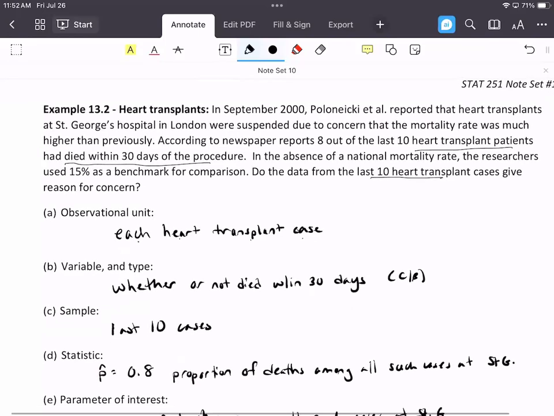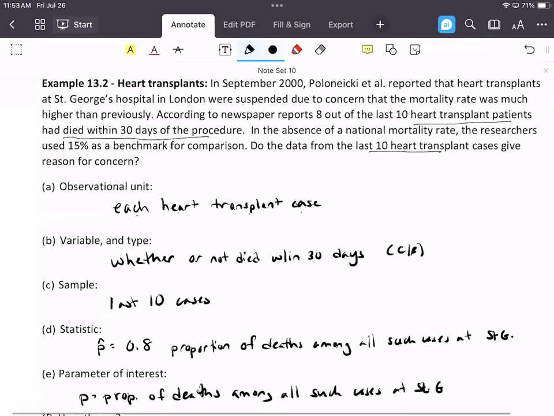The parameter of interest, well, that we don't know. That's the proportion of deaths among all such cases at St. George. Now, I don't know how many they do in general. Could we look at every single one? Sure. But they could do thousands upon thousands, and that could be data that would be hard to pull together.